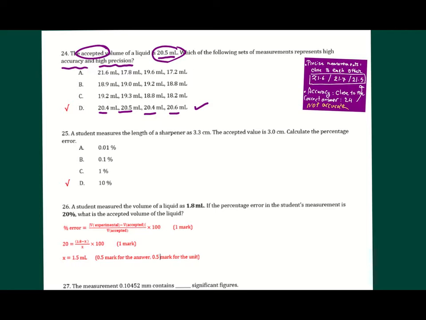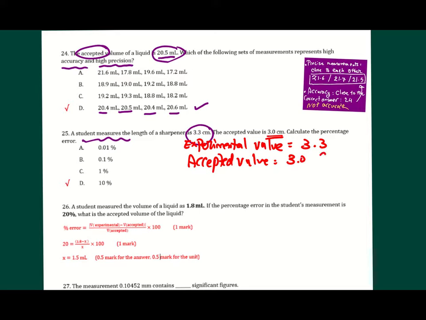Next question. A student measures the length of a sharpener at 3.3. So this is the student measurement, so this is the experimental value. The experimental value here is 3.3. Accepted value is 3 centimeters. Calculate the percentage error. The formula is given to you here. You can refer to it.